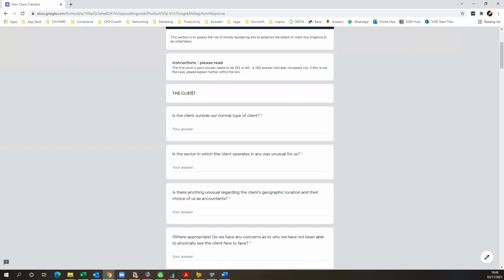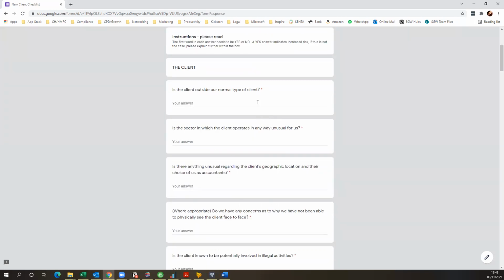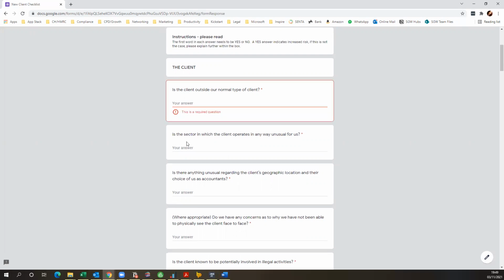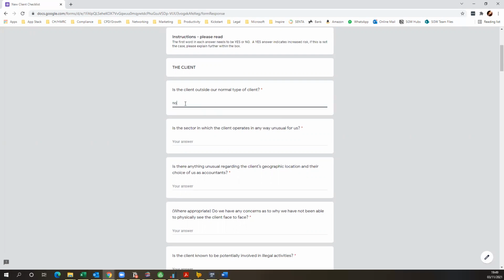So first section is about the client. Is the client outside our normal type of client? We have quite a range of normal clients. So if it's particularly odd, like maybe a dry cleaners, we might want to say something here, otherwise, no. In fact, you know what, I'm going to do this as I go through this time. I learn my lesson.